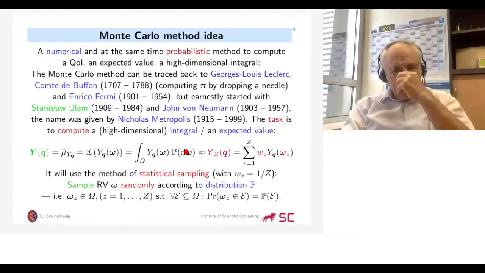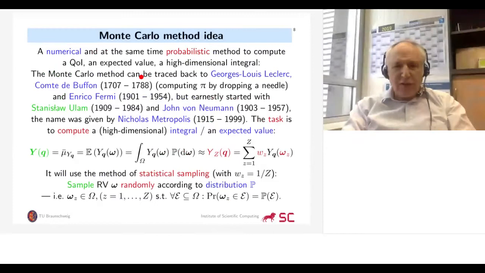Okay, the idea of the Monte Carlo method is actually quite simple, okay? It's a probabilistic method to compute this integral, okay? So you can trace it back sort of to the Comte de Buffon, who was a mathematician who lived 300 years ago. He had paper with stripes and was dropping a needle, and it turns out you can compute the number pi with that. You can look this up with Buffon's problem in Wikipedia. It will tell you how this works, okay?